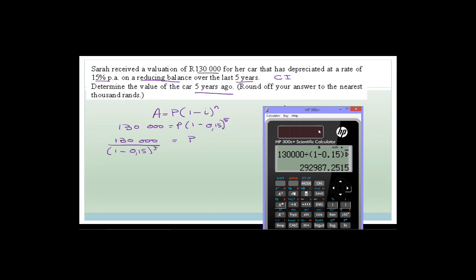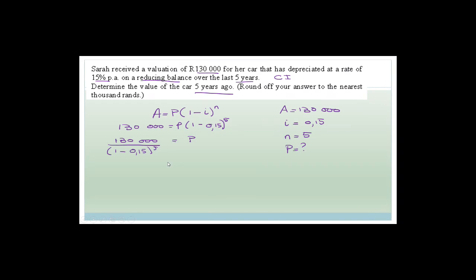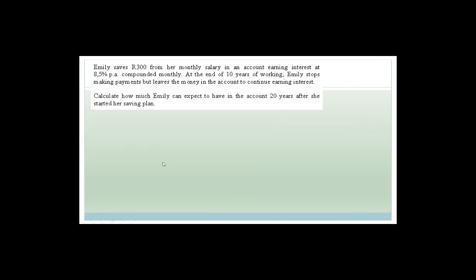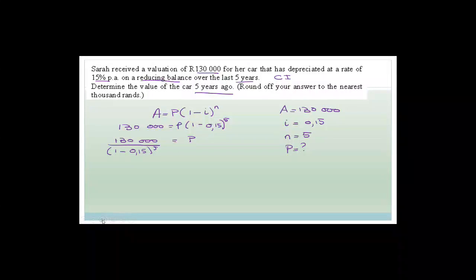To the nearest thousand. So the nearest thousand is this 2 here. So we have to look at the hundreds column, and the hundreds column is a 9. So we're going to round this up to 293,000. So the principal, the amount of money we paid for this car, was approximately 293,000 rand. Okay, right, let's move on.